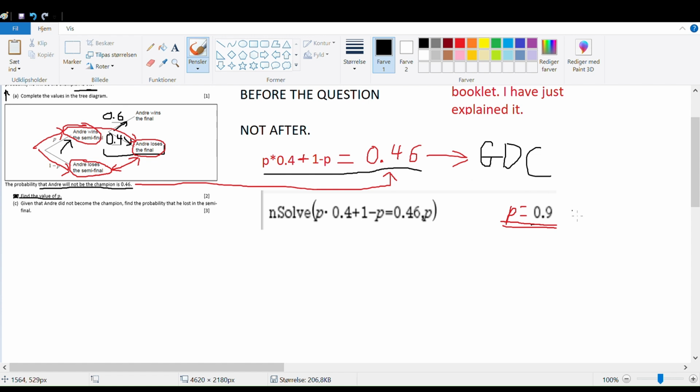We have found the value of P is 0.9. Given that Andre did not become the champion, find the probability that he lost in the semi-final. Okay, so this question asks a lot. Now, again, let's start with what isn't an appropriate answer here. The answer is not 1 minus P. The reason is that it asks, given that Andre did not become the champion, it tells us we're in these two cases.